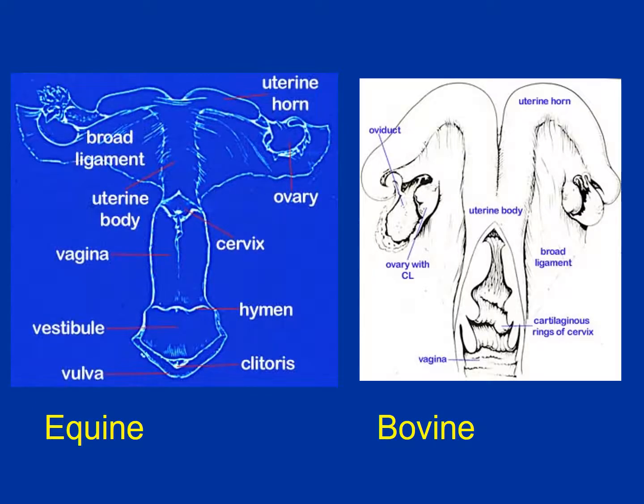The reproductive tracts of our mammalian species are all relatively similar. Maybe a big difference is the length of the uterine horn. So here we have an equine, and here's the body of the uterus. Here are the uterine horns. Whereas in cattle, the body of the uterus is only 1/2 to an inch long, and then we have these bigger uterine horns in which the calf may develop.